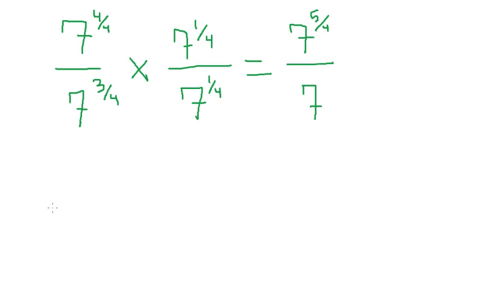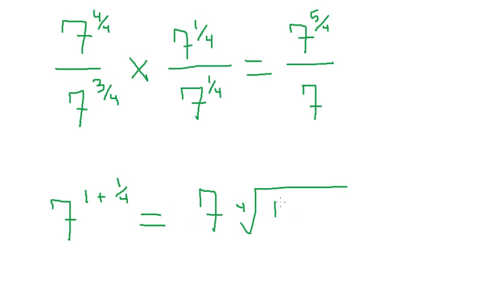And we can simplify even further. The 7 to the 5/4 can be changed to 7 to the power of 1 plus 1/4, and the 1/4, the 4 will also count as a 4th root, so it's going to be 7 and the 4th root of 7, and all over 7.